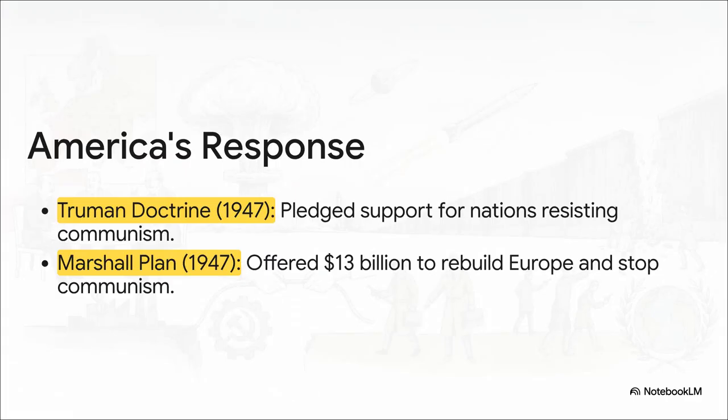So what was America's strategy? It all came down to one word: containment. And it was a brilliant two-pronged attack. First, you had the Truman Doctrine, which was basically a promise of military and political support to any country fighting off a communist takeover. Then came the Marshall Plan, this absolute economic juggernaut pouring billions of dollars into rebuilding war-torn Europe. The idea was simple: prosperous nations don't turn to communism.